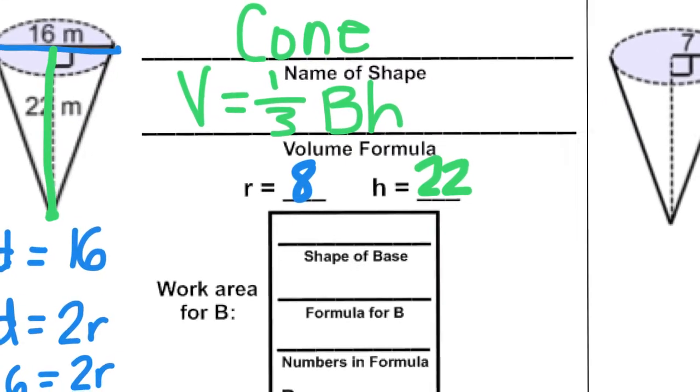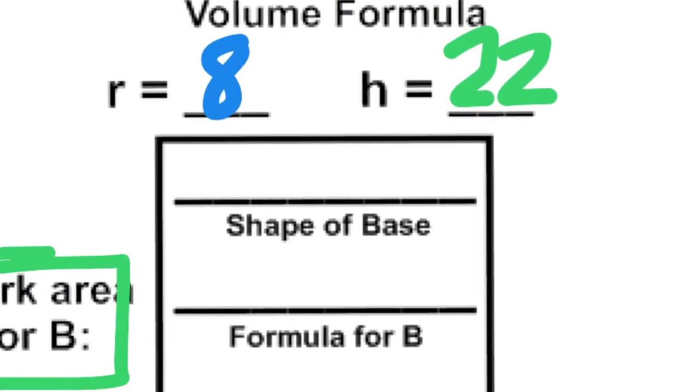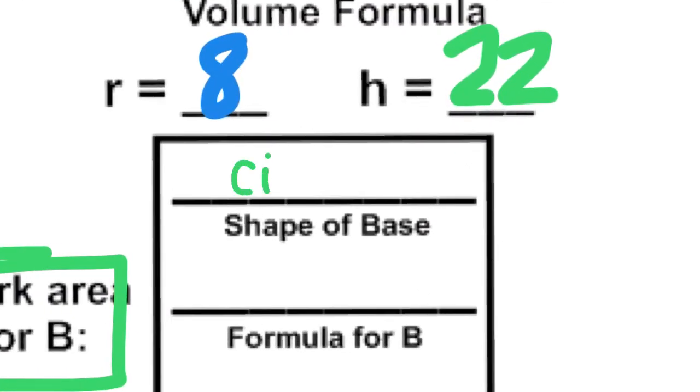Now let's look at just the shape of the base. This is the work area for big B. The shape of the base is a circle. That leads us to our formula. The area of a circle on your formula chart is A equals pi r squared.